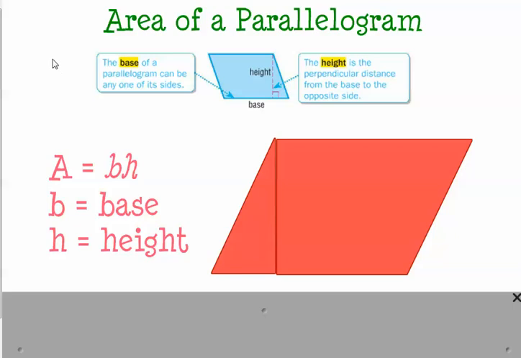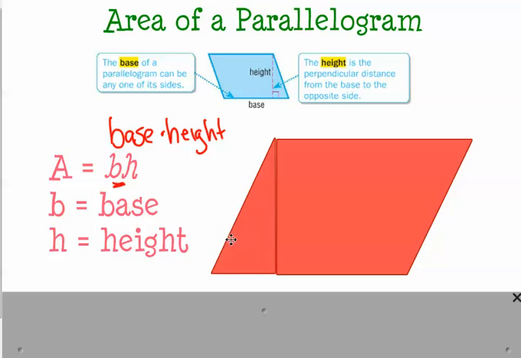All right, let's move on to parallelograms here. Parallelograms. So for a parallelogram, the formula is base times height. So I want you to write that, base times height, okay? Which is just B times H, all right? So it's base times height.